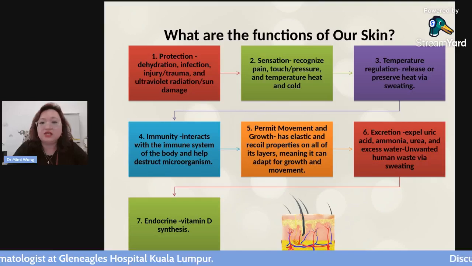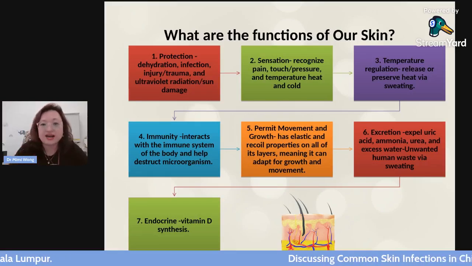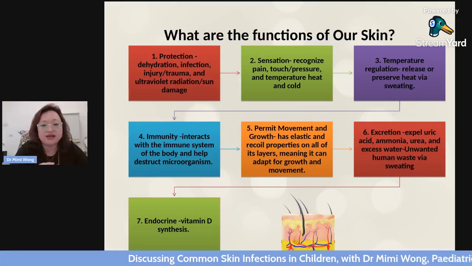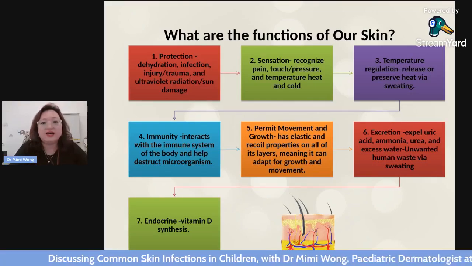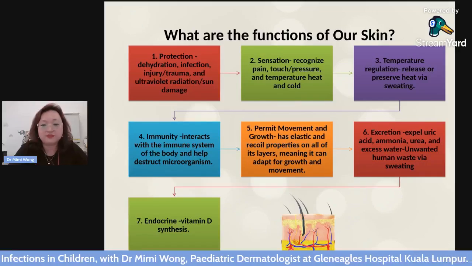Furthermore, our skin also allows us to move and to grow. This is because it has great elasticity and very good recoil properties in all the layers of the skin, meaning that it can help us adapt for growth and also movement.